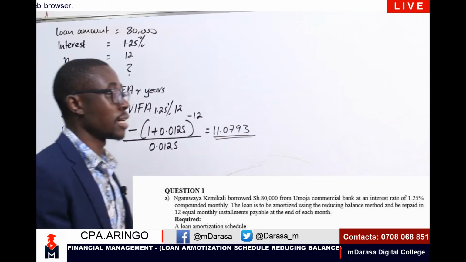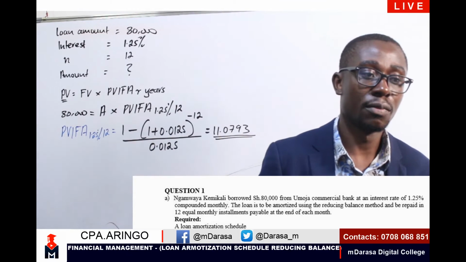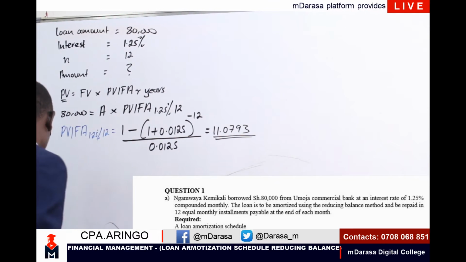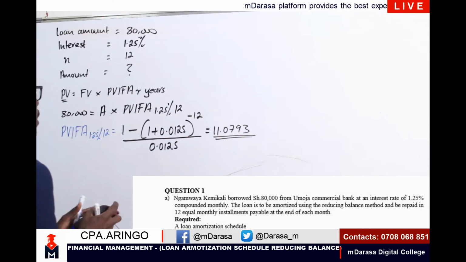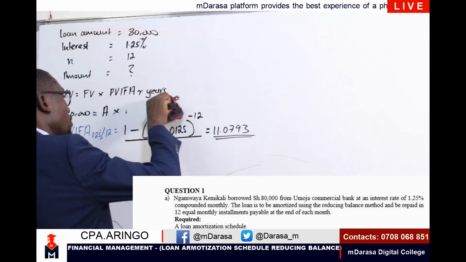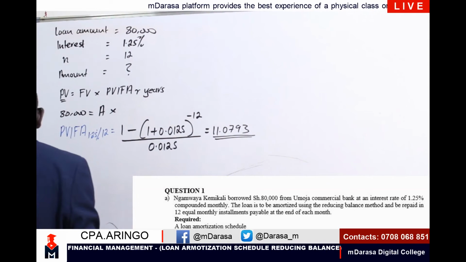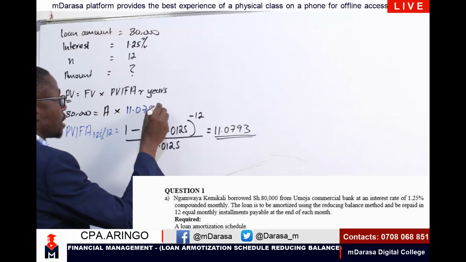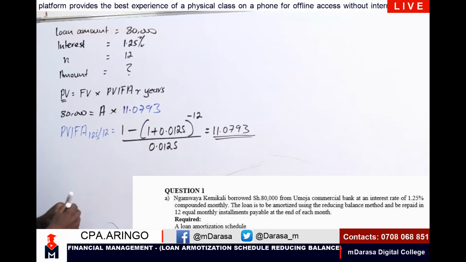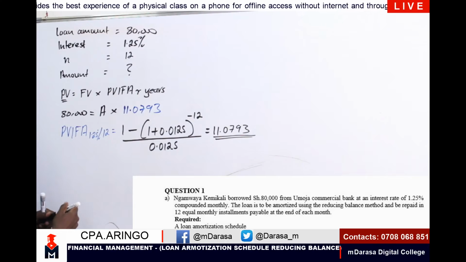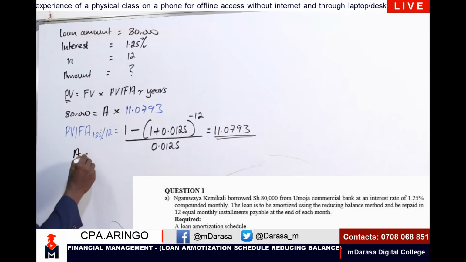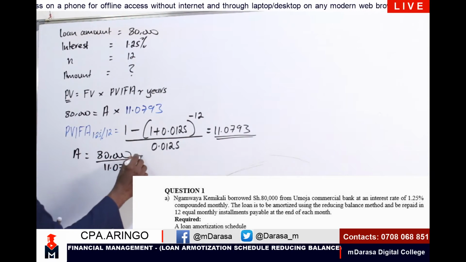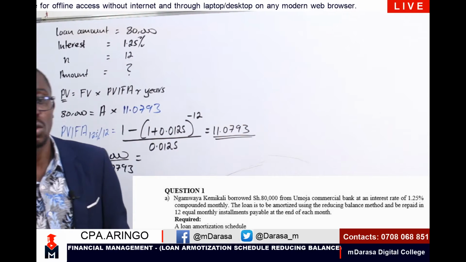Now, after we have established our present value interest factor, my main concept here is to determine this A. I can confidently come and erase this one here because we have established that factor, and we have gotten it to be 11.0793. So what is my A value here? Our A value now will be simple because I'll make A the subject of this formula of ours. So my A will be 80,000 divided by 11.0793, which in this case will give us a figure of how much? The installment that I'll be paying on an installment basis.